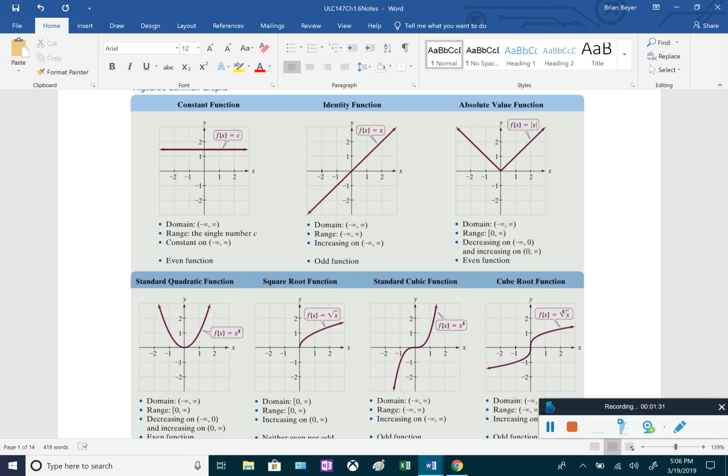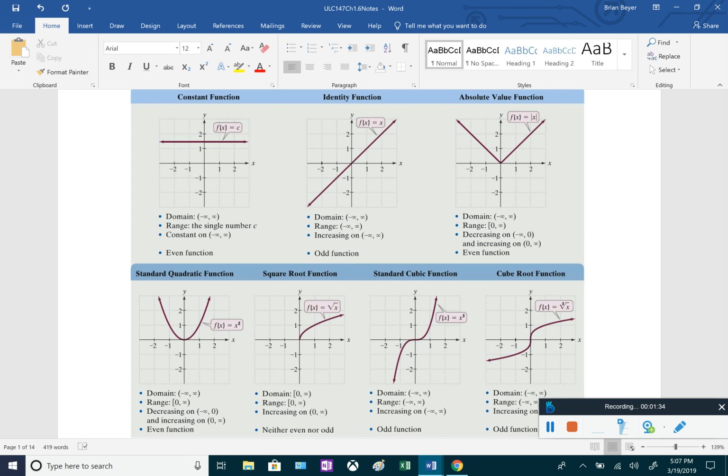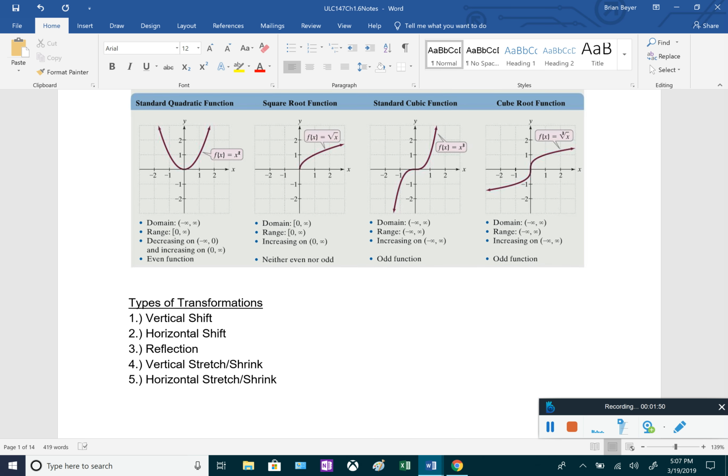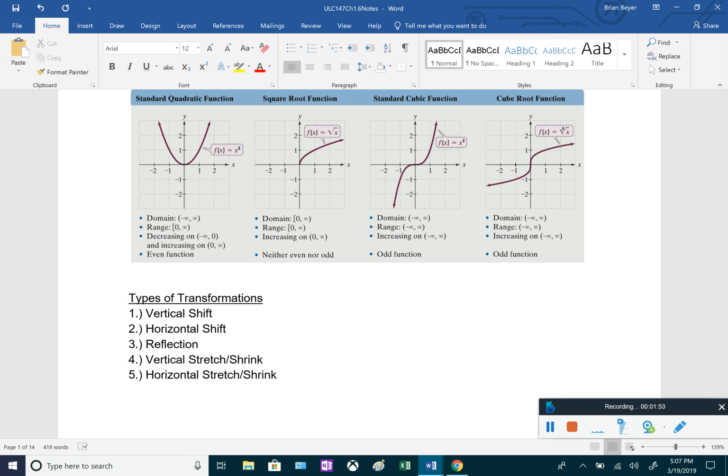So we should definitely be able to do a quick sketch of them as soon as we see what function we're dealing with, because we're going to be graphing them based on these graphs. Okay, so we're going to be doing transformations to these graphs, and the types of transformations we'll be doing are vertical shift, which is just moving the graph up or down, horizontal shift, moving it to the left or to the right, a reflection over the x-axis or reflection over the y-axis, a vertical stretch or shrink, and a horizontal stretch or shrink.